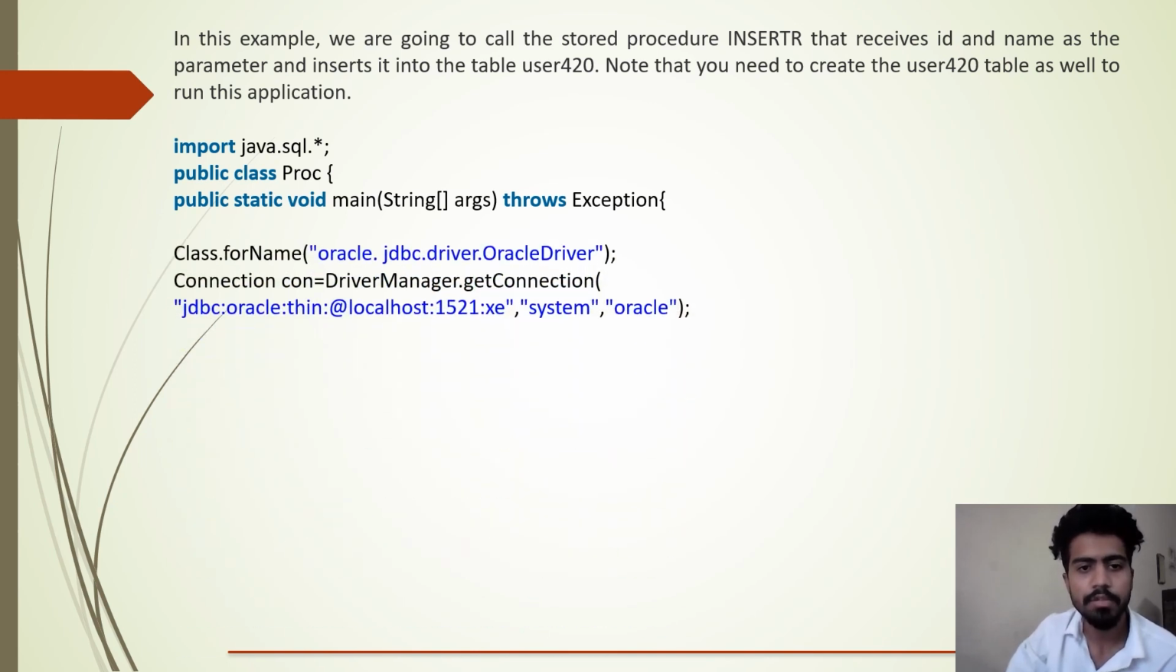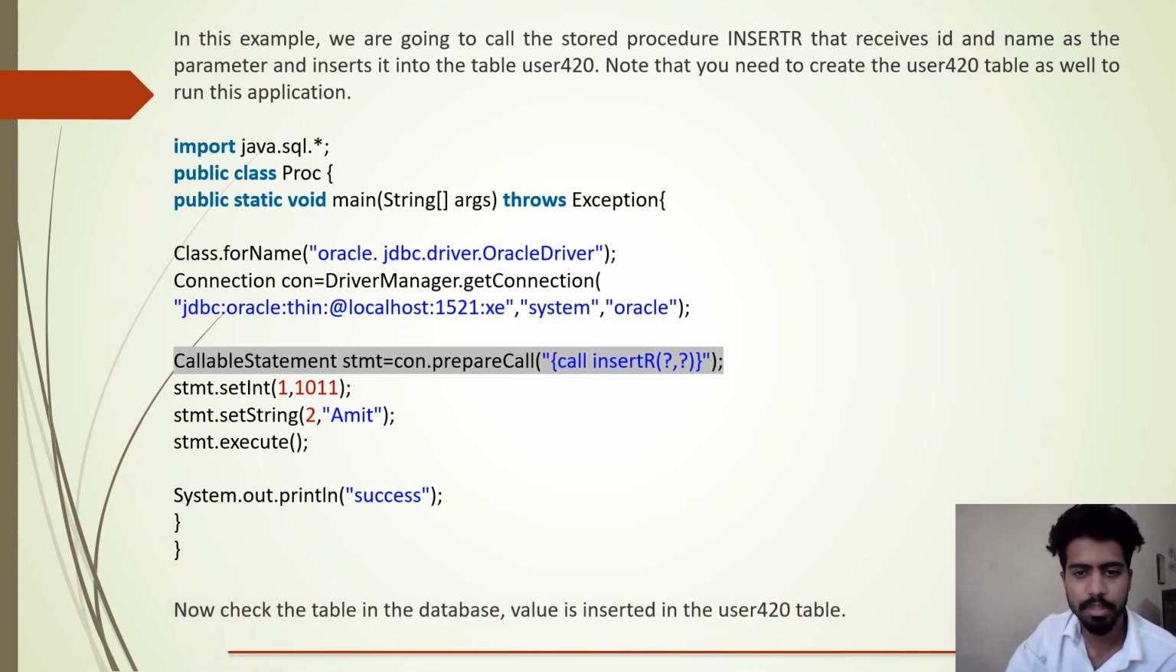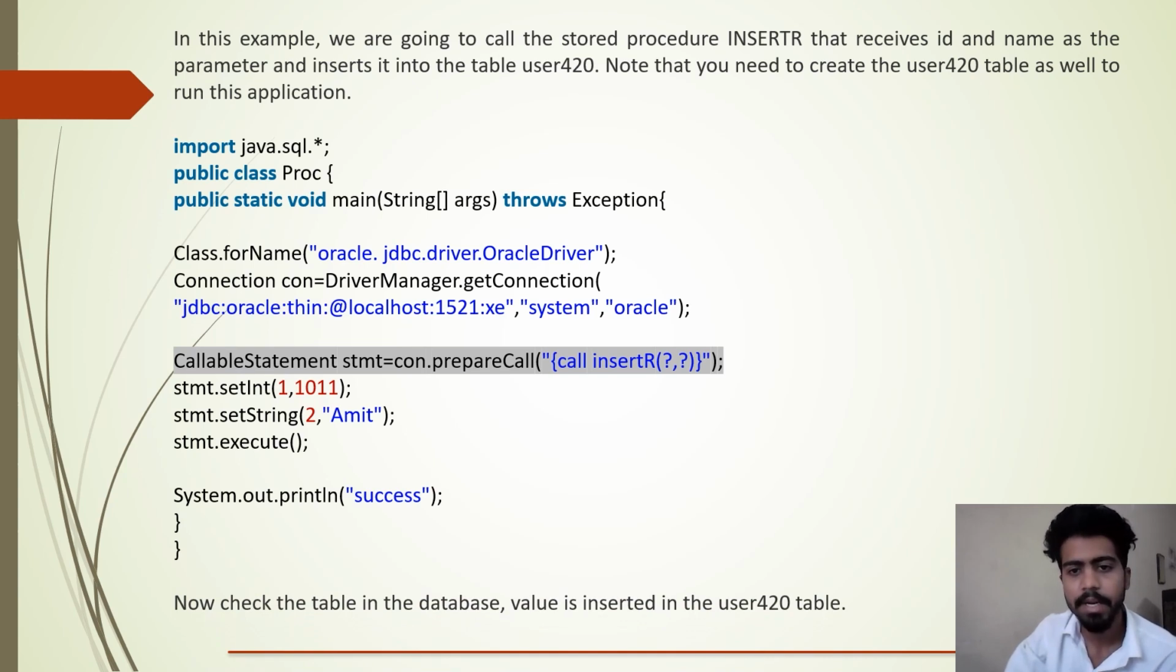First we make a connection with the Oracle driver and we call the prepareCall method, which will return an object of CallableStatement. Inside it we are calling the insertR stored procedure, which will accept two arguments. The first argument will be of integer type and the second argument will be of string type. When the execute statement is called, this data will be inserted into the database.